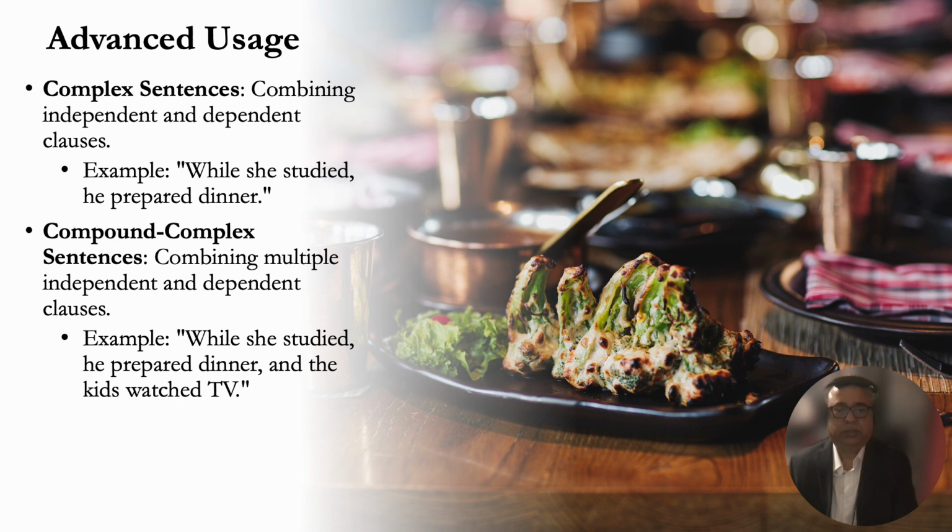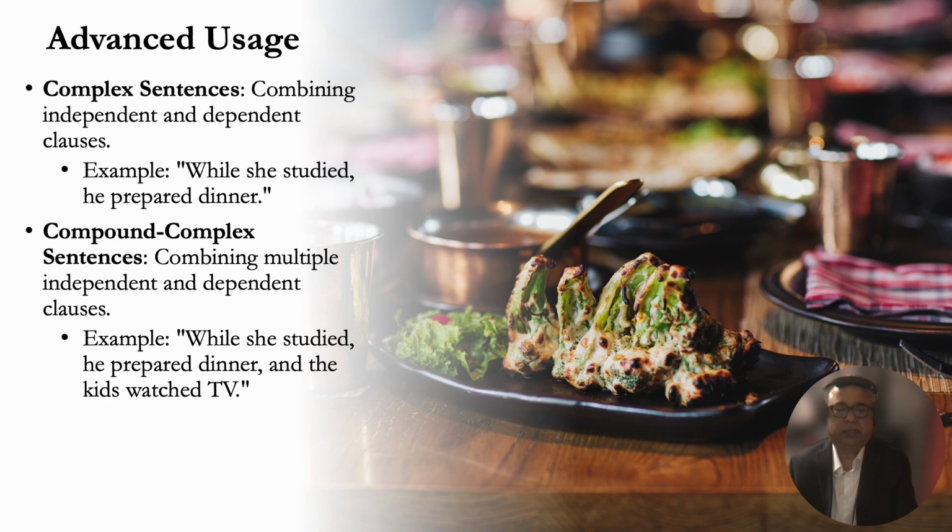Another advanced usage is writing a compound-complex sentence. So a compound-complex sentence is a combination of independent and dependent clauses. It may have 2 independent clauses and 1 dependent clause. So "While she studied," comma, that's a dependent clause. While she studied, well, what did she do when she was studying? "He prepared dinner and the kids watched TV." So notice that there are multiple clauses here. There's 1 dependent clause and 2 independent clauses. Correct? Well, so far so good.